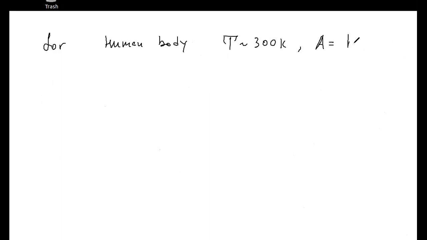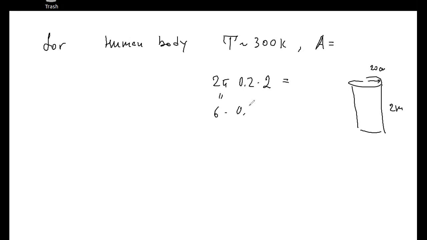1 meter square is too much, yes? You can consider a cylinder, right? A cylinder, 2 meters high, I don't know, 20 centimeters radius. Circumference is 2 pi radius multiplied by length. 0.4. Oh no, it's not that small. So I would say 0.5 meters square would be not a bad estimation.